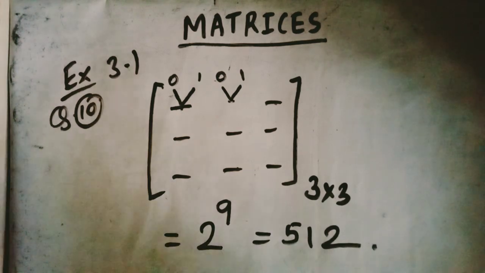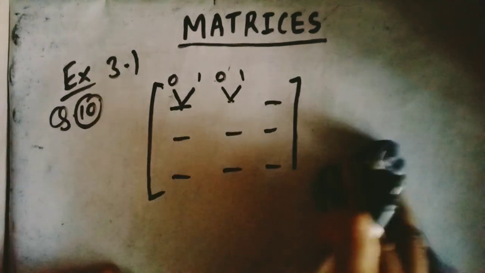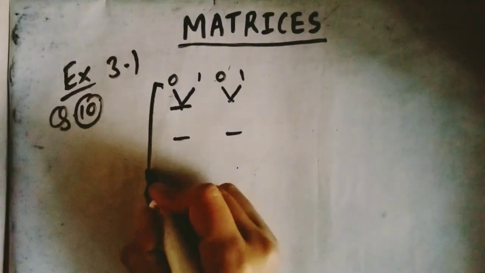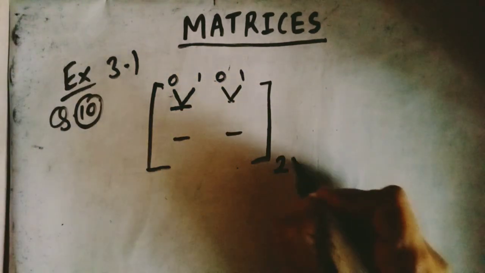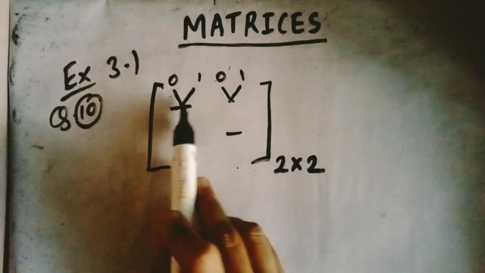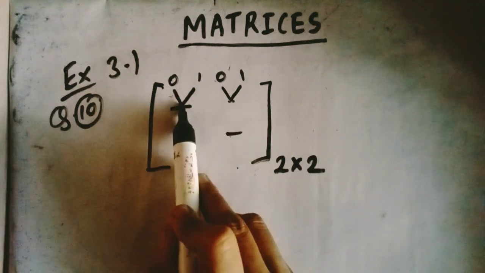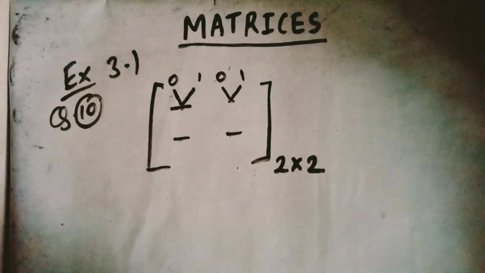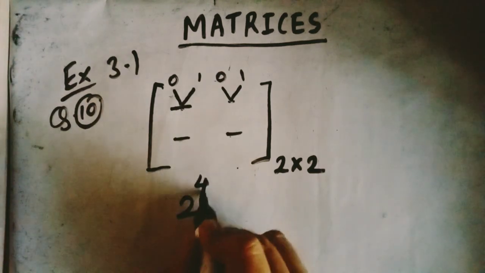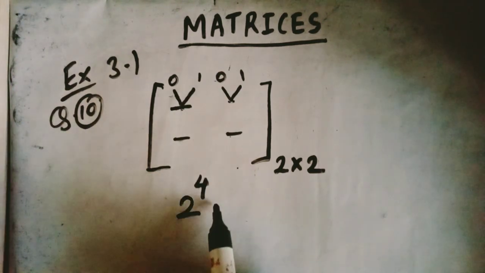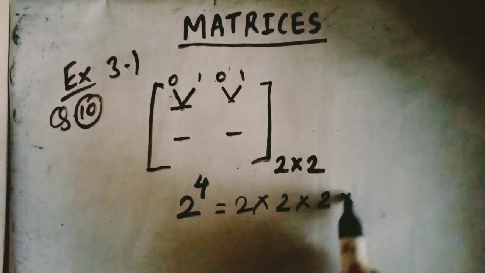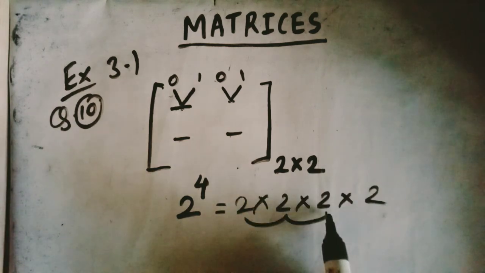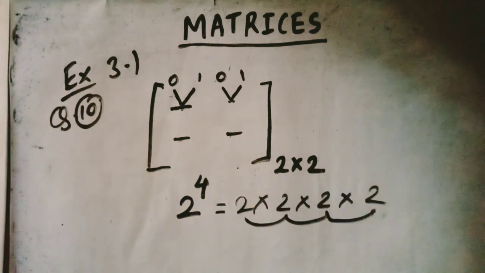Similarly, if you had taken a 2 by 2 matrix, with each place filled with 0 or 1, the total entries are 4 and each entry can be filled with 0 or 1. So 2 raised to 4, which is 2 into 2 into 2 into 2. 2 to the 4, 4 to the 8, 8 to the 16.